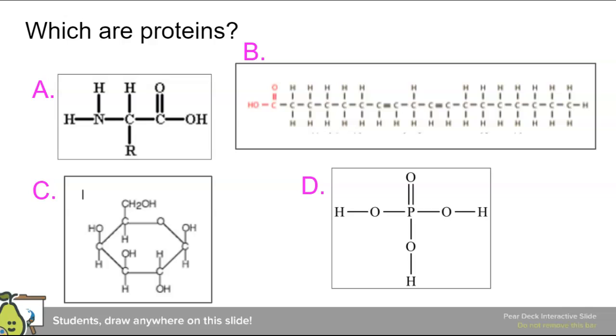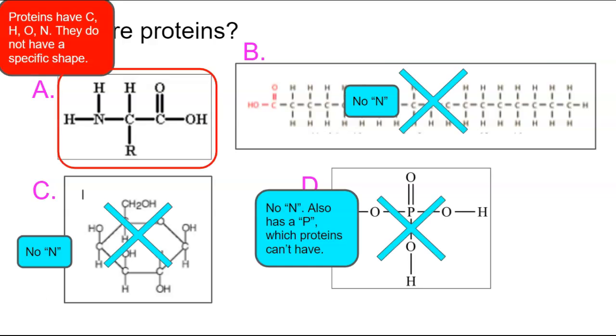So let's take a look. Which of these are proteins? We have A, B, C, D. Remember that proteins have to have the letters C-H-O-N. So go ahead and take a look and see which of these have C-H-O-N. There's only one. A is the only one that has C-H-O-N. You might have gotten tripped up by this R here. Don't worry about the R. The R just means the rest of the molecule, so you can always ignore that, okay?